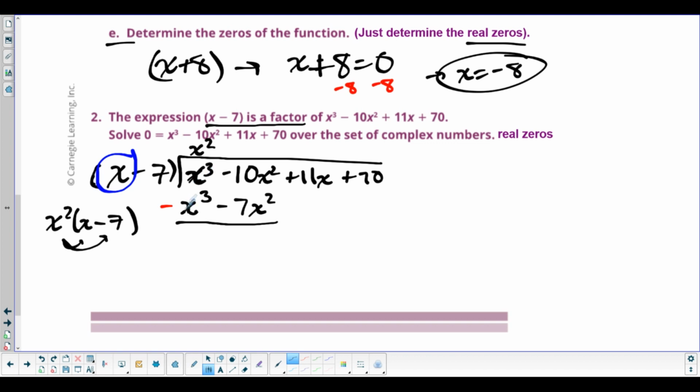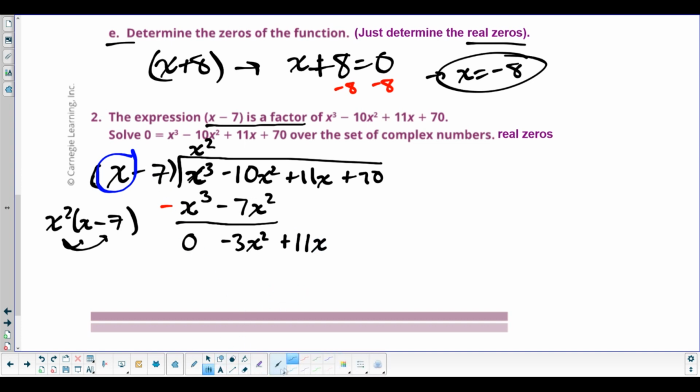So x cubed minus x cubed is 0, which is good. -10x squared minus -7x squared, remember, minus a negative is the same as adding. This is -3x squared. So now I have -3x squared. And what we're going to do then is drop down the plus 11x.